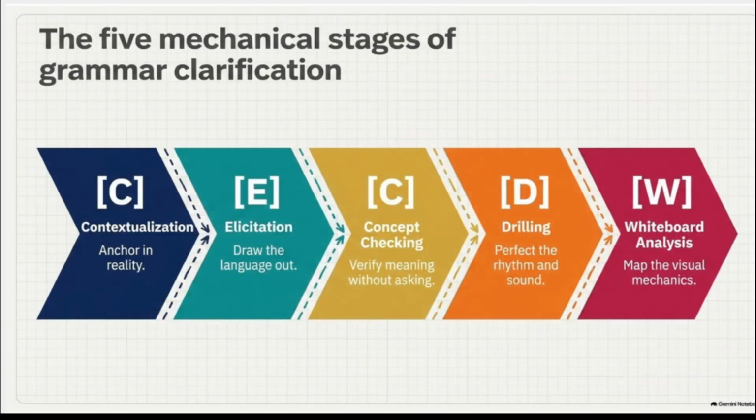The 5 mechanical stages of grammar clarification. Now let's look at the 5 stages. CECDW stands for C, Contextualization, E, Elicitation, C, Concept checking, D, Drilling, and W, Whiteboard analysis or writing. Think of these 5 stages as a journey. We begin with meaning in context. Then, we try to get the language from the students.